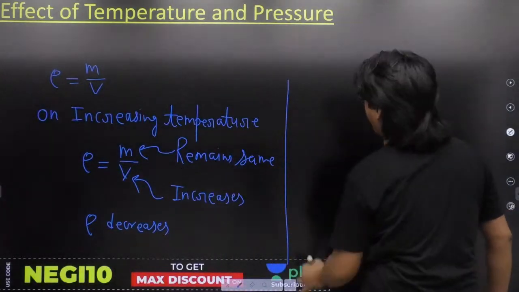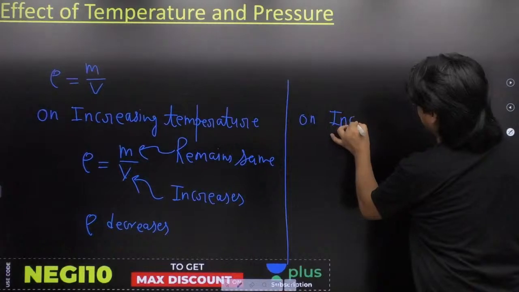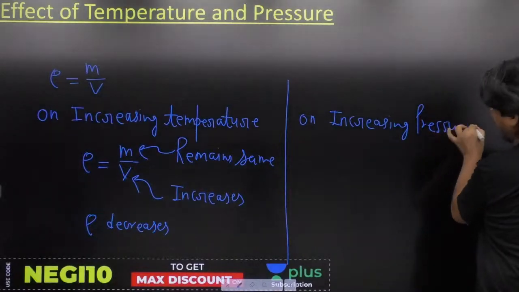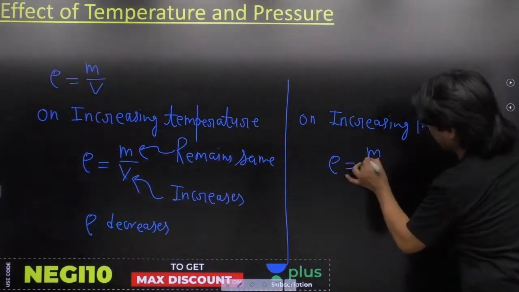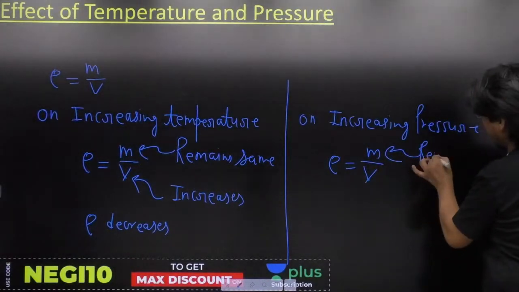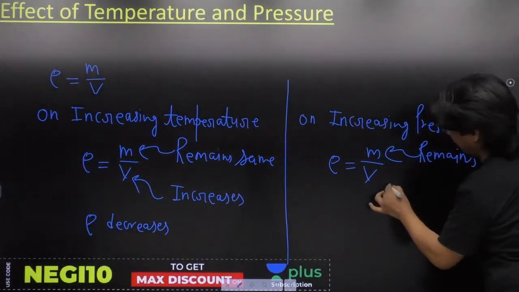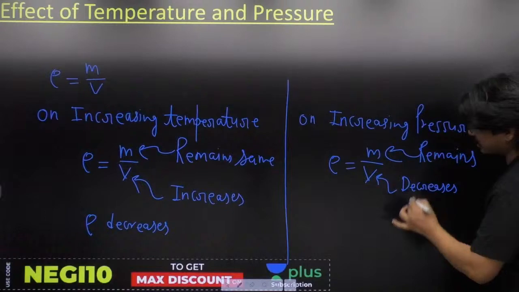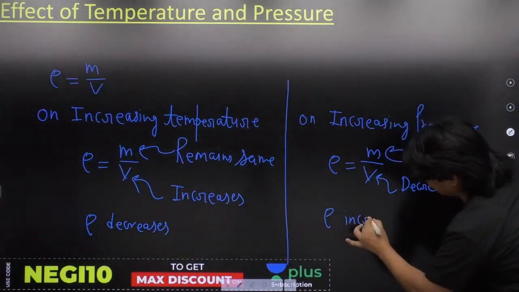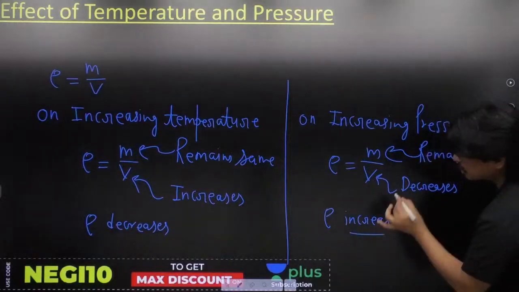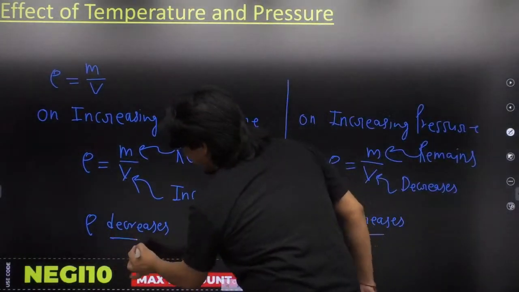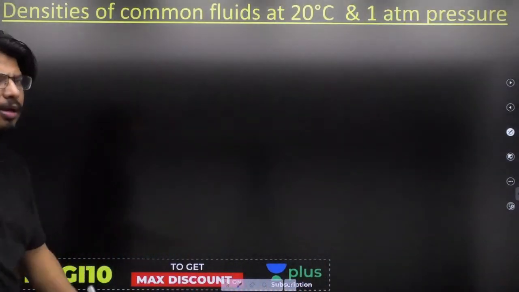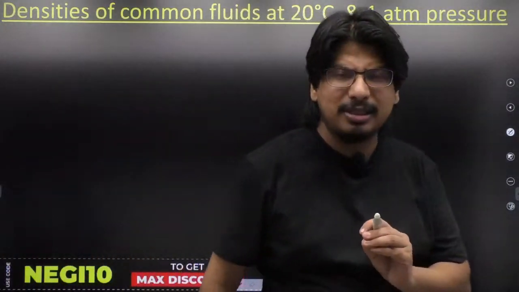Let us discuss the second case. On increasing pressure, what will happen? Density is equal to mass upon volume. Mass remains the same. If I am increasing the pressure, what will happen to the volume? Volume decreases, generally. So 100% density increases. Yes, very good, my friends. So if I am increasing the temperature, density decreases. If I am increasing the pressure, density increases.